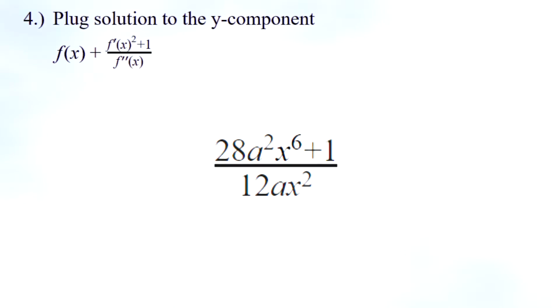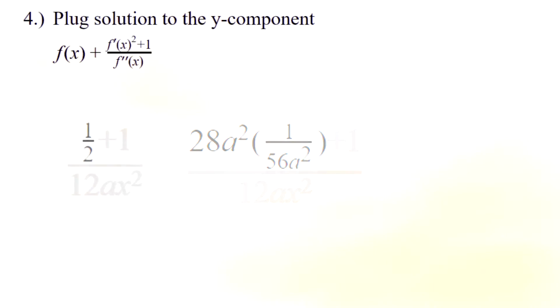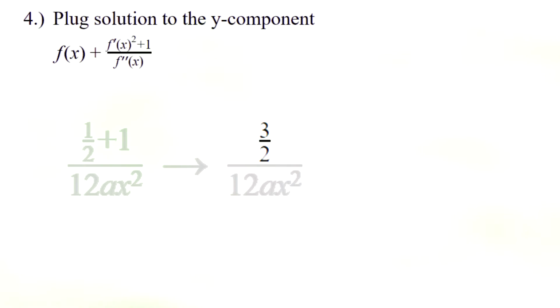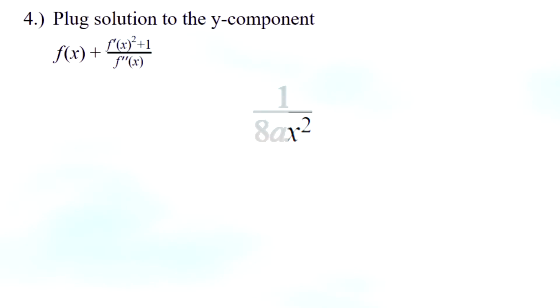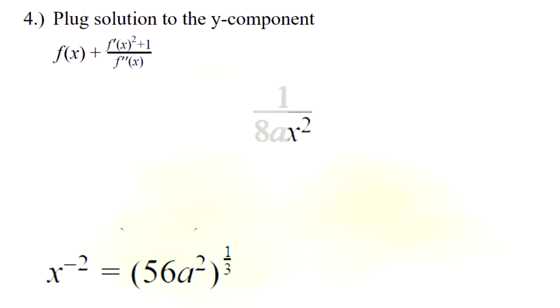Now, we unsub the x sixth where it becomes 28a squared times 1 over 56a squared. These simplify to just 1/2. Adding the 1 to this, the numerator becomes 3/2, and simplifying further, we get 1 over 8ax squared. The power of x is -2 since it's in the denominator, and our x value has a -1/6 power. So, when we unsub the x, the -1/6 multiplies -2, where 1 over x squared equals 56a squared to the power of 1/3. Alright, one thing left.